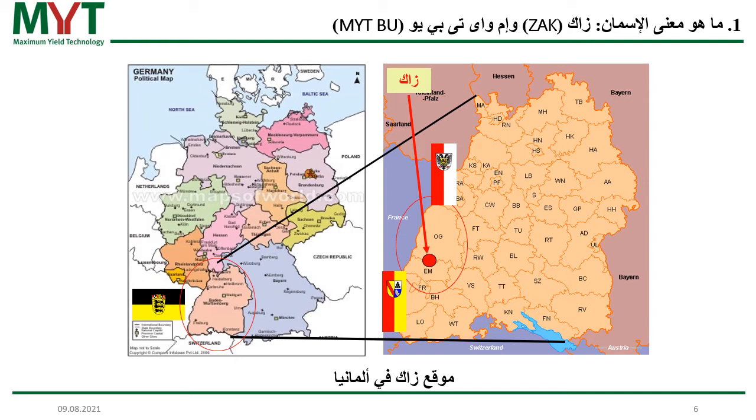So, where is ZAK located? Like I told you, you have OG for Ortenauer Kreis, and you have EM for Emmendingen. And where you see the red dot right at the border of the two counties, the MYT plant is located. This you can see on the right picture, and when you go to the left picture, you have the map of Germany, and you see that we are in Baden-Württemberg, which is in the south of Germany, close to the Swiss and to the French border.